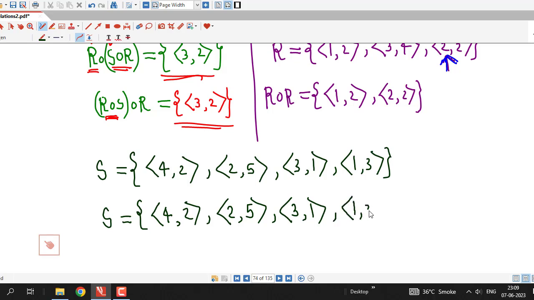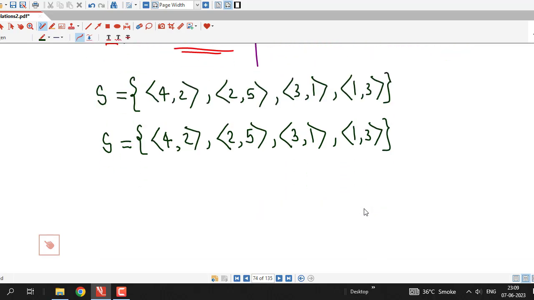(3,1) and (1,3). So now I am writing S composite S. I will start with the first ordered pair and concentrate on its second component, which is 2. So I will search for all the ordered pairs having first component 2. There is only one, so (4,2) and (2,5). Therefore (4,5) belongs to S composite S.